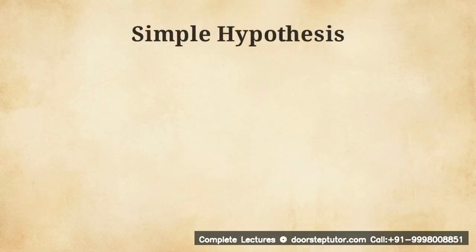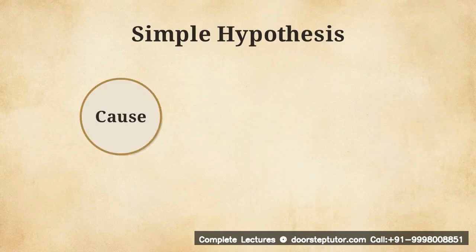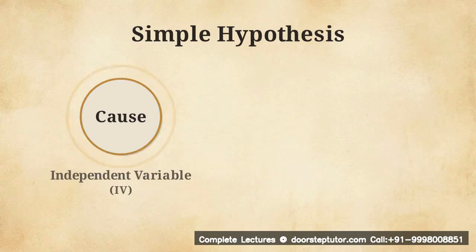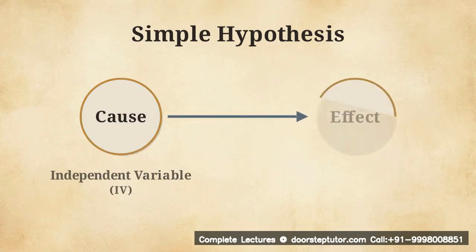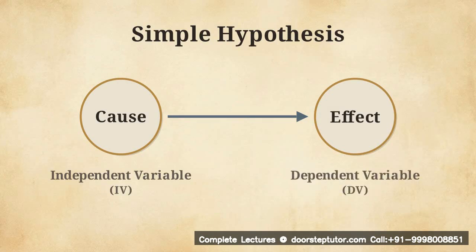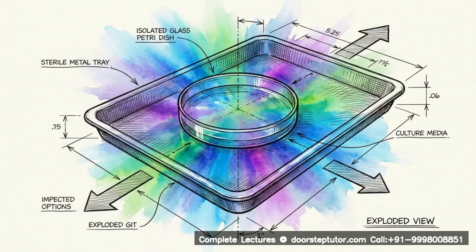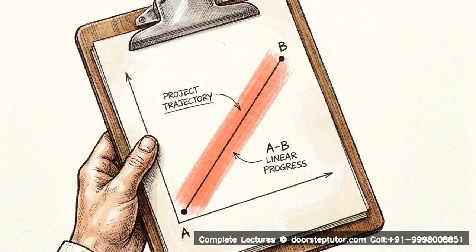This diagram shows the simple hypothesis. It begins by isolating exactly one cause, like eating the ice cream. We call this the independent variable. You then measure that isolated cause against exactly one effect, the fever. That is your dependent variable. This rigid one-to-one mapping gives researchers a highly controlled environment. It allows them to track a direct line from action to reaction without any outside noise.